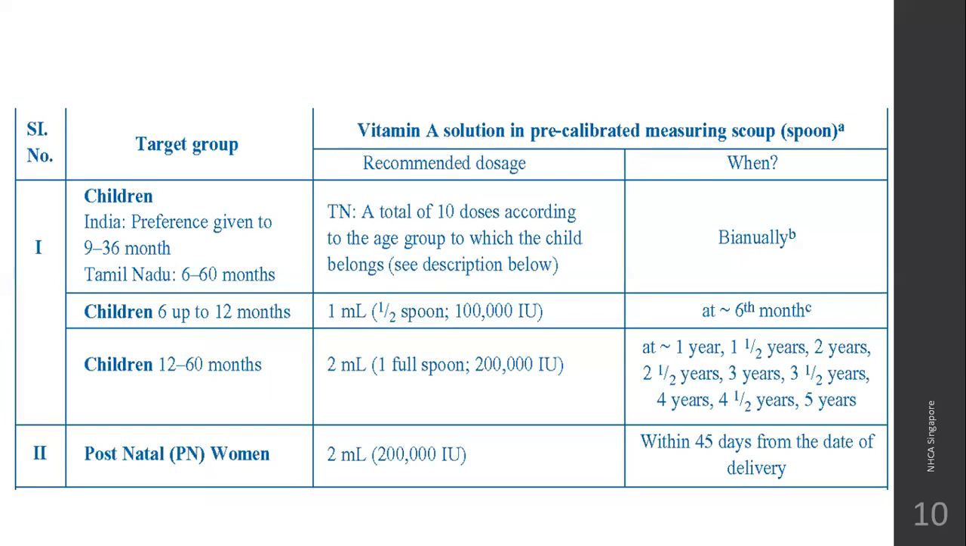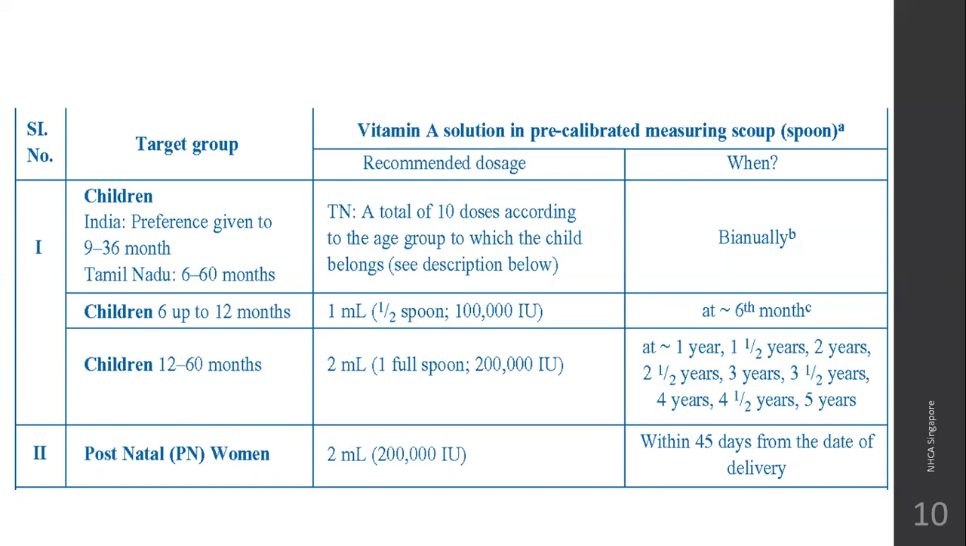So vitamin A syrup in a pre-calibrated scoop is given. It's a spoon. The syrup comes with a spoon, and if you give one whole spoon, you are giving around 2 lakh international units. For example, if you are giving 2 ml, that is 2 lakh international units. If you're giving just 1 ml or half a spoon, it means you're giving just 1 lakh international units of vitamin A. So based on the child's age, the nurse will decide how much dose should be given.